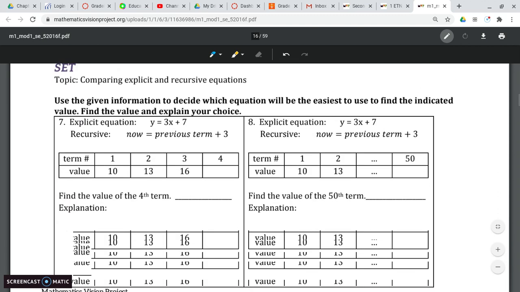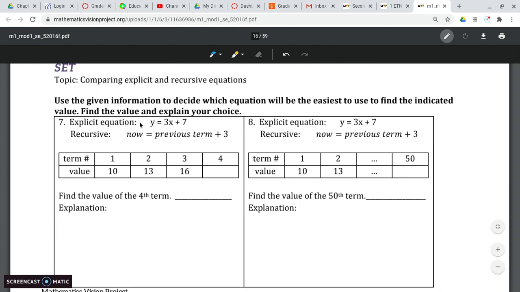All right, the next section, comparing explicit and recursive equations. Use the given information to decide which equation will be easiest to use to find the indicated value, find the value, and explain your choice. The explicit equation is the kind of equation we're most used to. It's y equals 3x plus 7. It's the actual equation. The recursive equation is less often used. It's not one that we talk about as often, for sure. And it's now equals previous term plus 3 in this case.